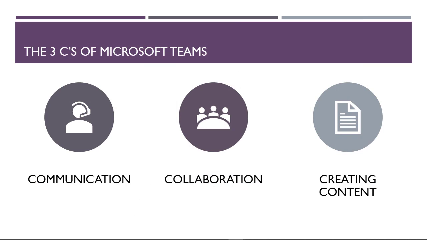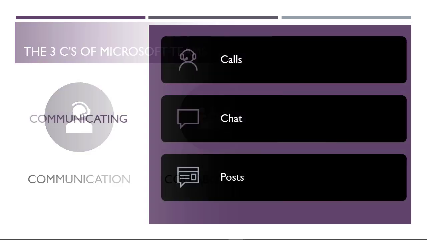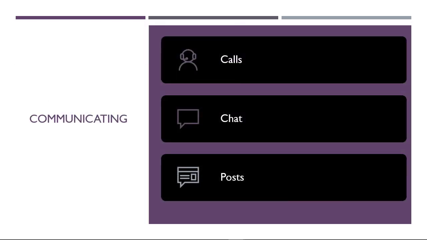All right, let's dive into the 3 C's of Microsoft Teams. We break down Teams into 3 core capabilities: communication, collaboration, and creating content. When we talk about communicating in Teams, this is probably the functionality most people pick up quickly. Calling, chatting, and even the posts. These are 3 ways that we can communicate in Teams.